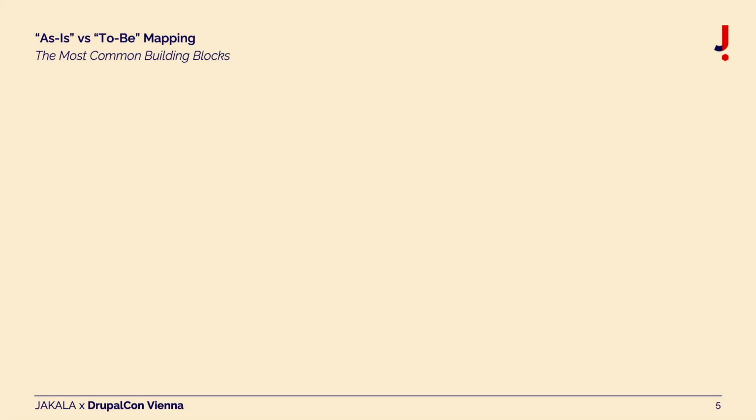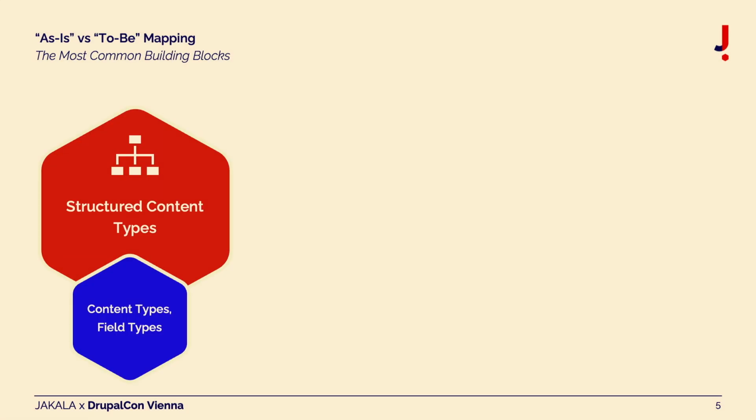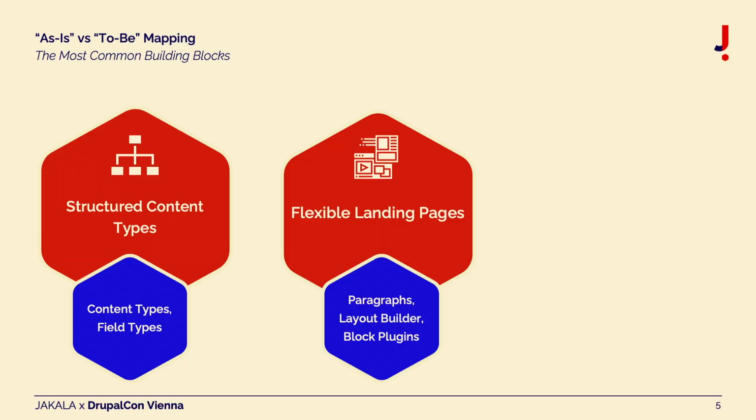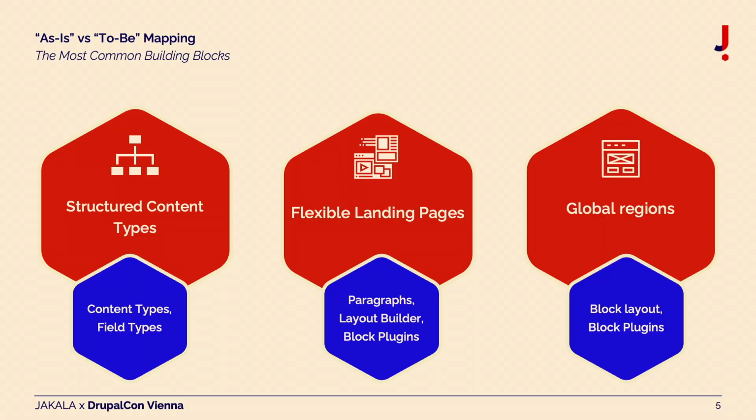Let's start with the basics, right? As this works, you shouldn't be surprised. We have structured content types. We usually use the field UI and content types to build all this, right? Next one, we have flexible landing pages. No surprise, today we build these thanks to paragraphs, layout builders, or some kind of block plugin combinations, right? And the final one, but we shouldn't forget it, global regions, our lovely header and footer. Today there is pretty much one way to build it, and this is block layout and block plugins. So this is what we have today.